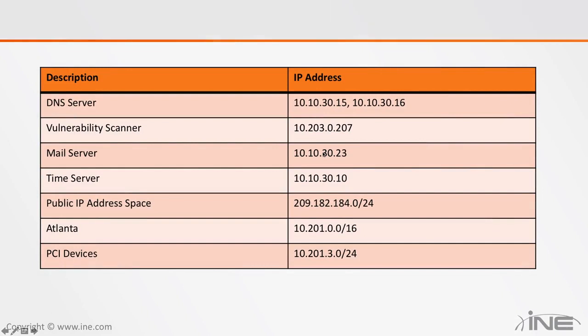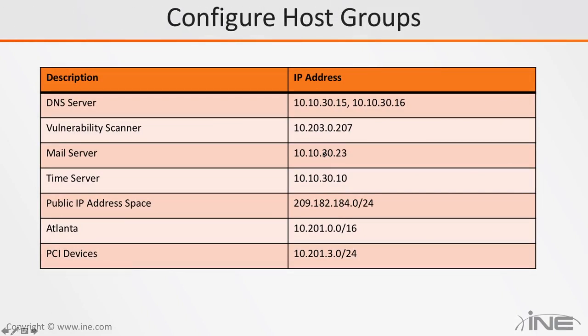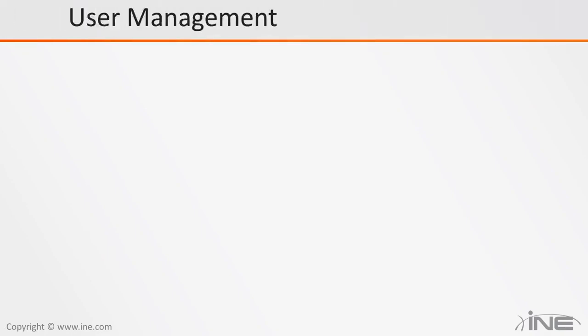In future slides, what we're going to be doing is creating the host groups. By location, we're going to create Atlanta. By function, we're going to create PCI devices. These are user-defined. This is the name I choose. And there are certain predefined host groups that exist in the system. These are mentioned above. Some of them are these: DNS server, vulnerability scanners, mail servers, time servers, public IP address space. They pre-exist in the system. Once we create the host group, we're going to learn about user management.